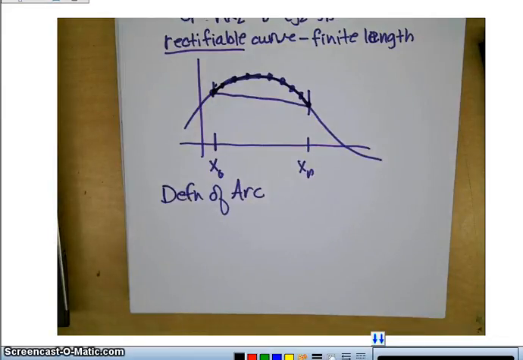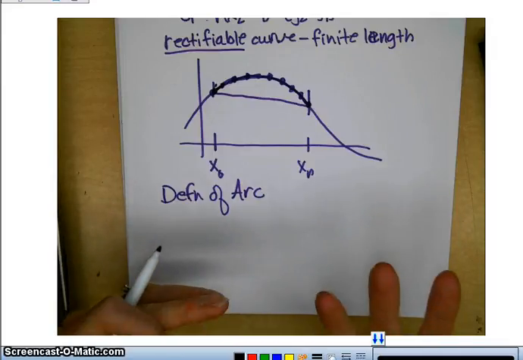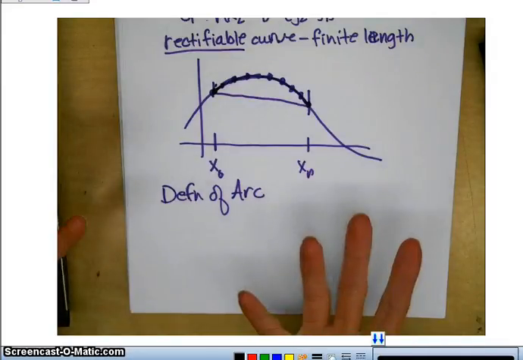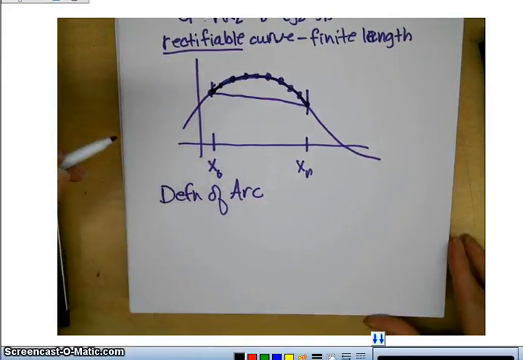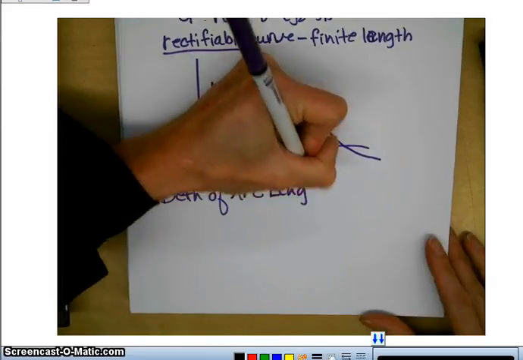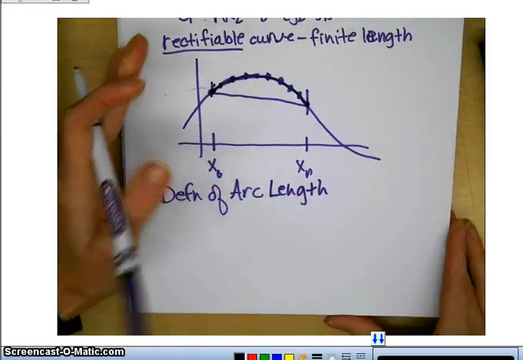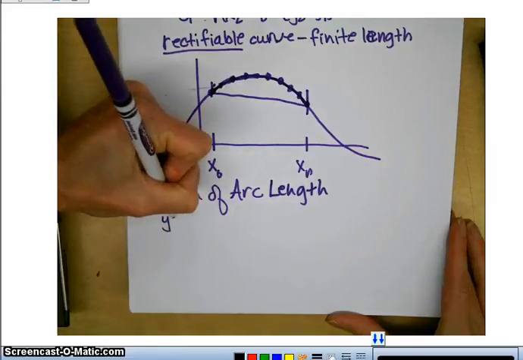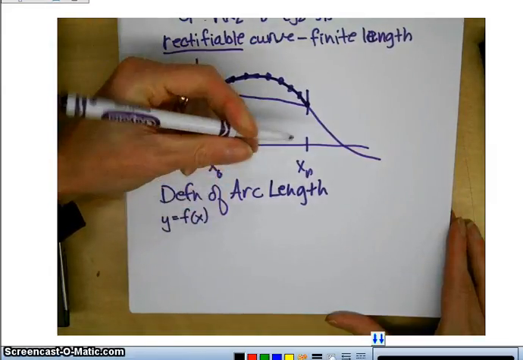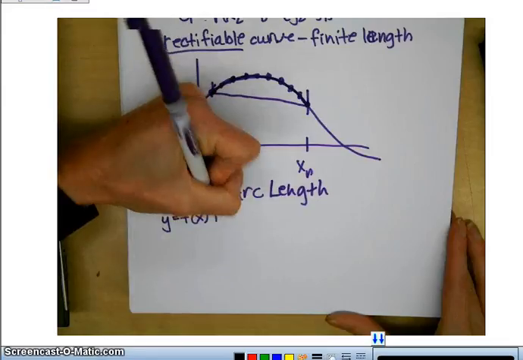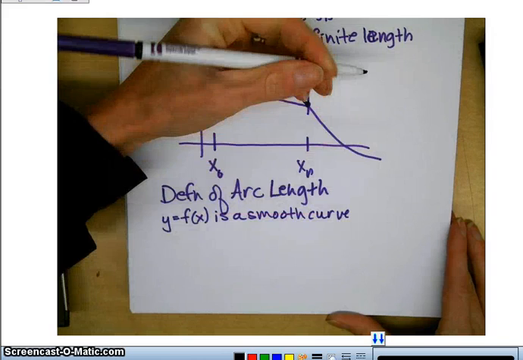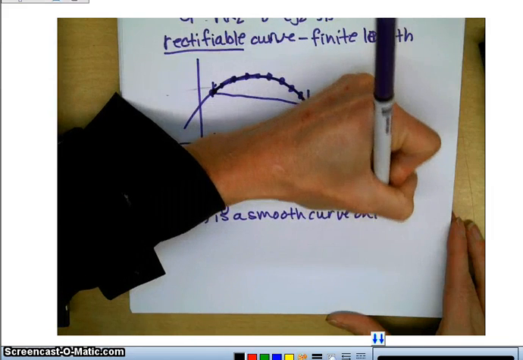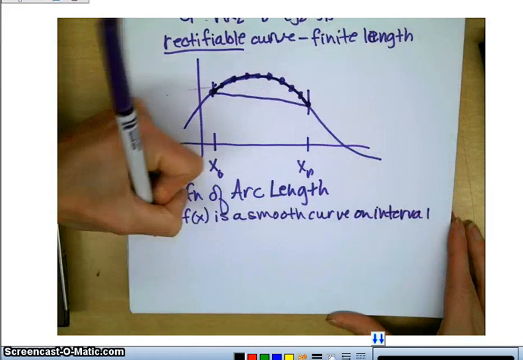Okay? Just like the volume of a surface of revolution comes from the formula for the volume of a cylinder. Okay, in geometry. All right, so definition of arc length. Arc length, let y be a function given by y equals f of x. Y equals f of x is a smooth curve on the interval from A to B.